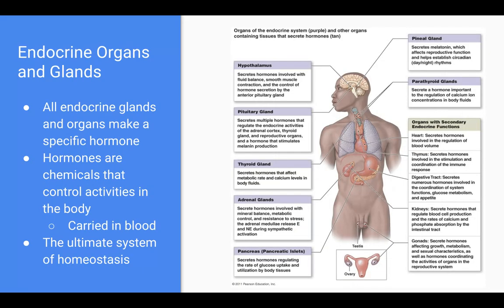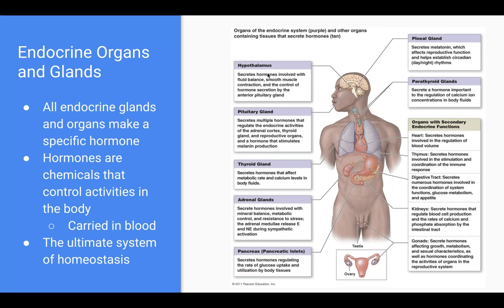All right, so there are actually several locations in the body where endocrine glands are found. Endocrine glands and organs all make or manufacture a very specific chemical we call hormones. So hormones are simply chemicals that can control activities in the body. They are carried through the bloodstream, and it really is the ultimate system for homeostasis. So let's look at a few of the glands that are talked about in this picture.